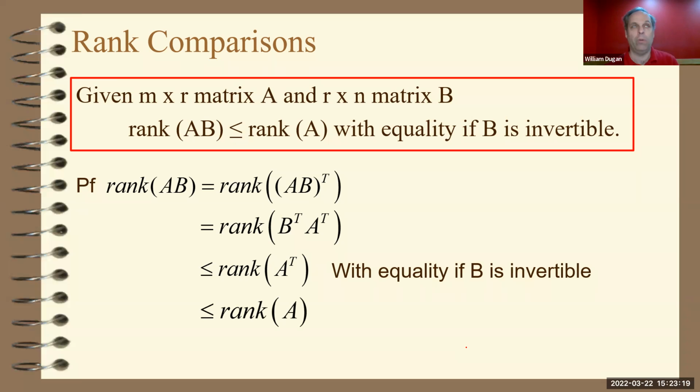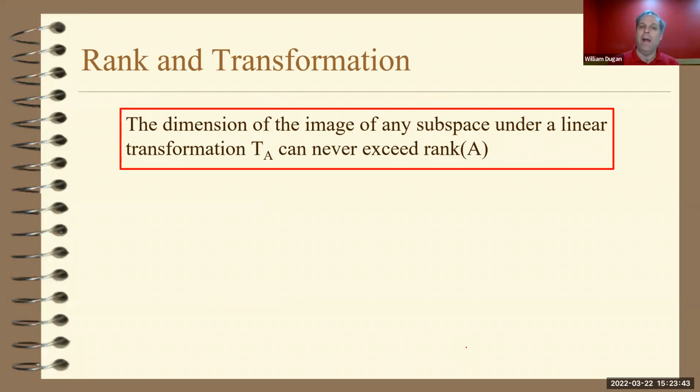What does this mean? Well, remember that A times B is the image of applying the transformation to the column space of B, and the column space of B is just some subspace. So that means the image of a subspace under this transformation can never exceed the rank of the mapping itself. That's neat. So you have this nice result that the dimension of the image of any subspace under a linear transformation can never exceed the rank of A, the standard matrix of that particular mapping.